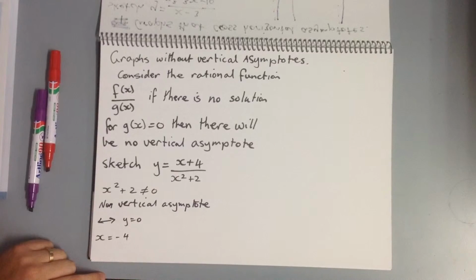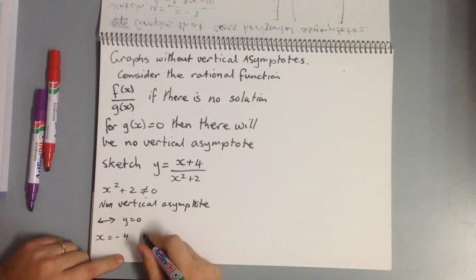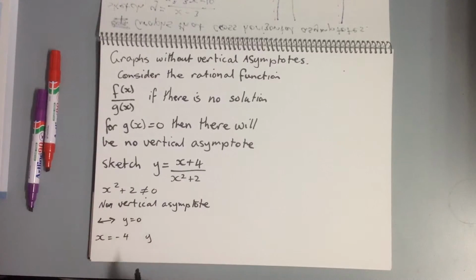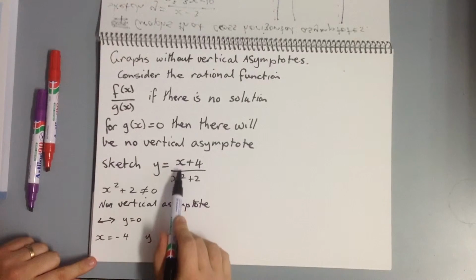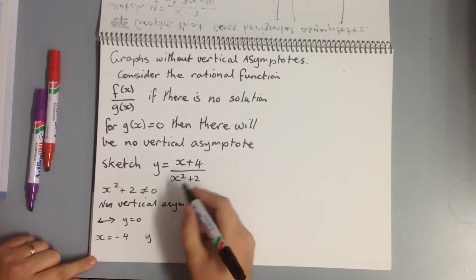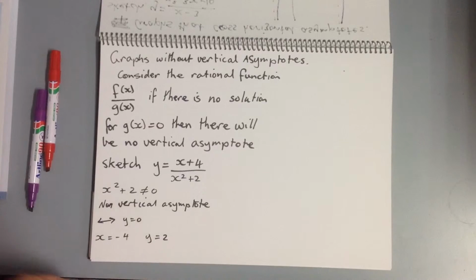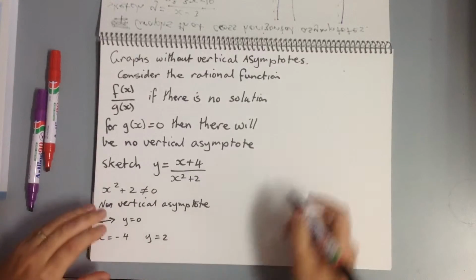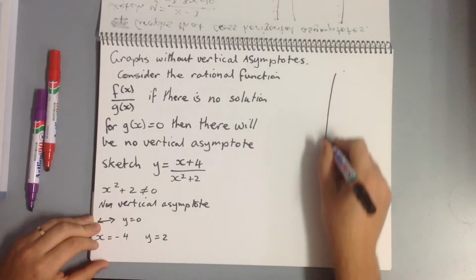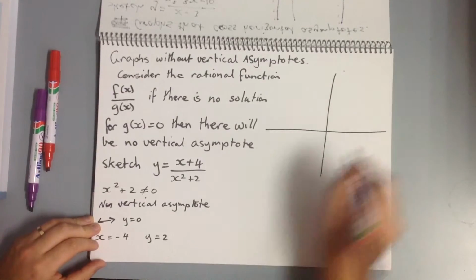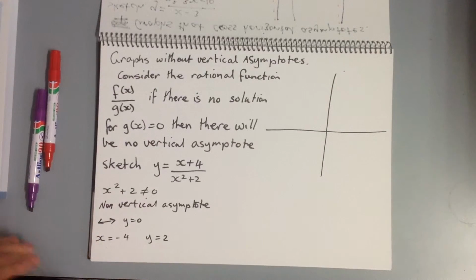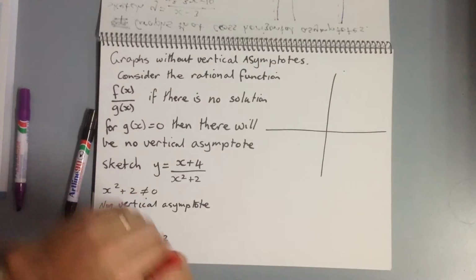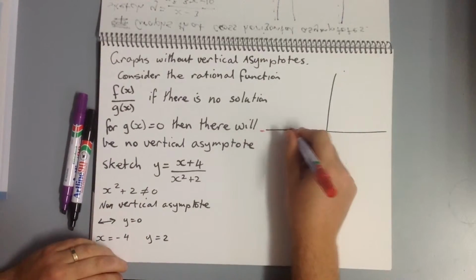Okay, and then our y-intercept is when x equals 0. So when x equals 0, our x's drop out. So it's just 4 over 2, which is just y equaling 2. Okay, so we've got all the information we need to be able to get organised to sketch our graph. Okay, so we know no vertical asymptote. We know we've got a horizontal one that is down here.